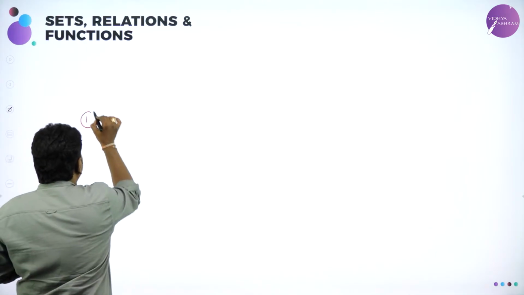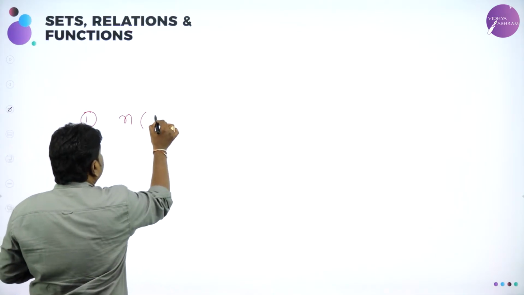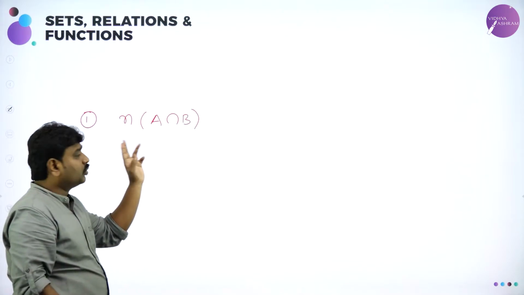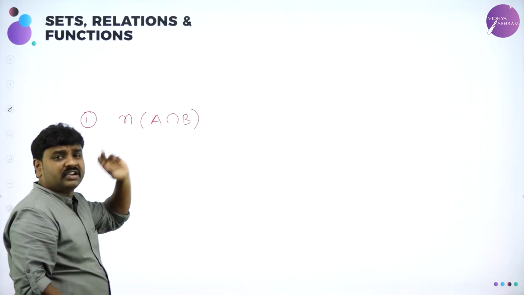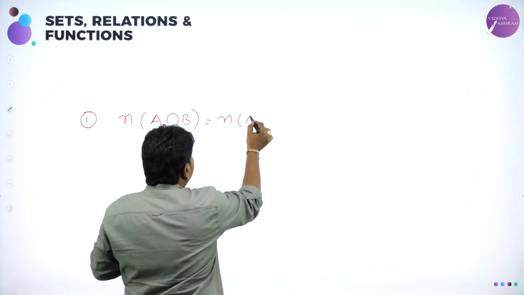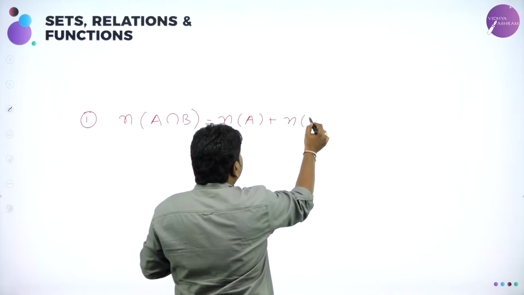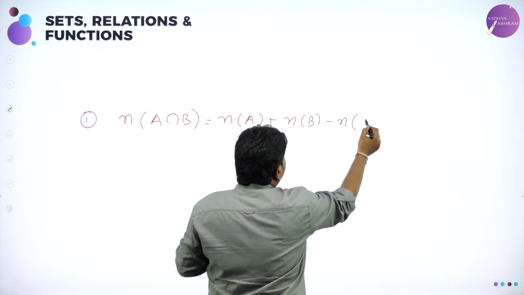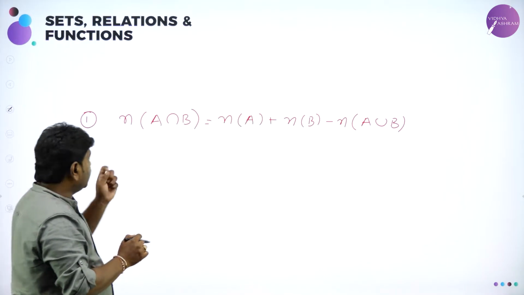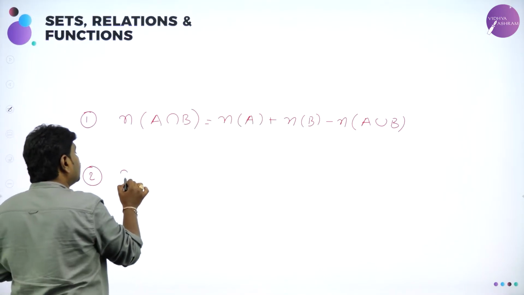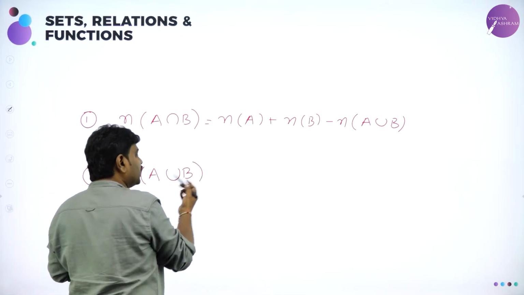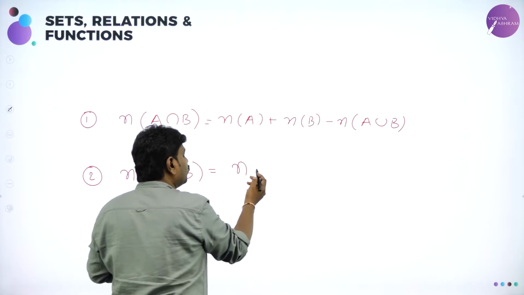Now two things you have to be thorough with. If you want the intersection, how to read this? N of A intersection B, just simple. Find n of A plus n of B minus n of A union B. If you do, you will get the intersection. Simple.